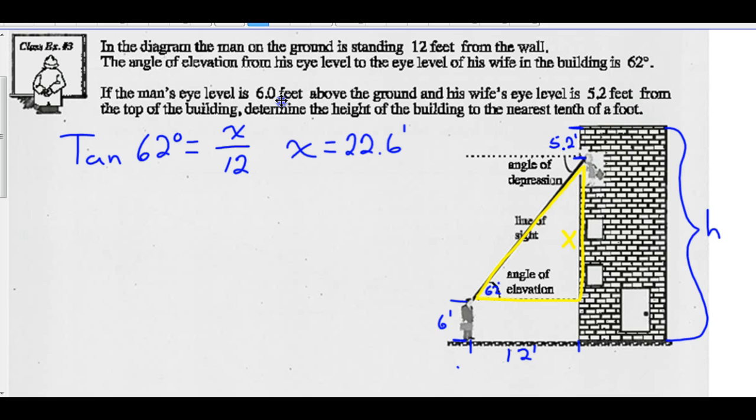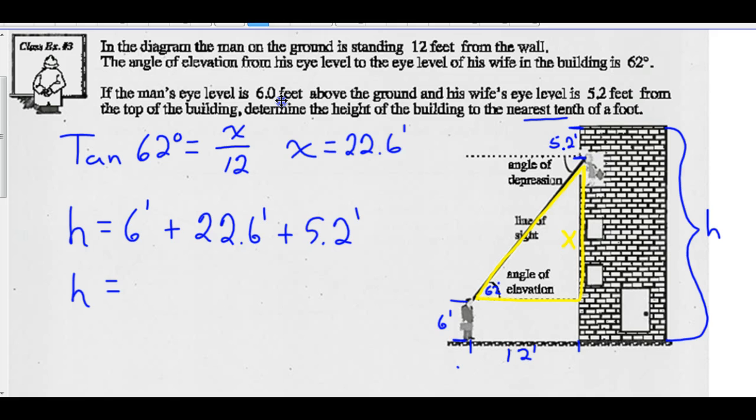So I now know x. Now I want to find the height of the building. So to solve for h, I want to add the man's eyes are 6 feet from the base of the building, so 6 feet. Add that to x, which is 22.6 feet. And add that to the distance from the lady's eyes to the top of the building, which is 5.2 feet. So we add all those together, and we round it to the nearest tenth of a foot, and we get our height to equal 33.8 feet.